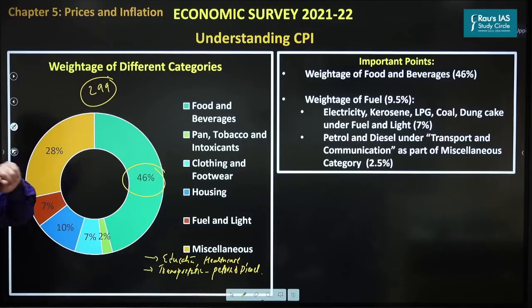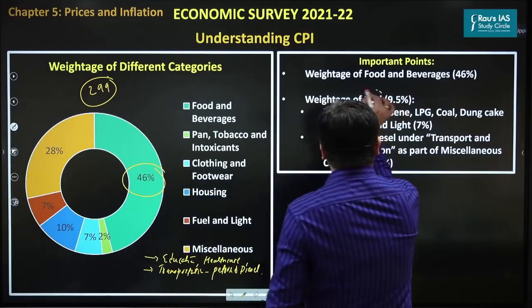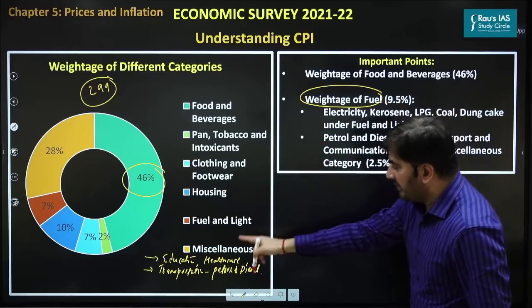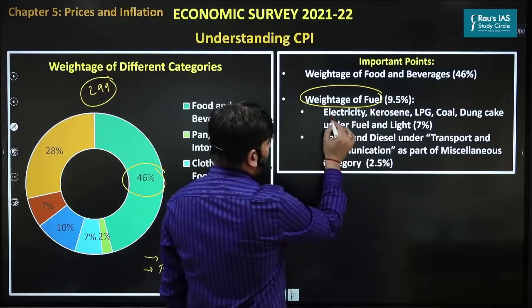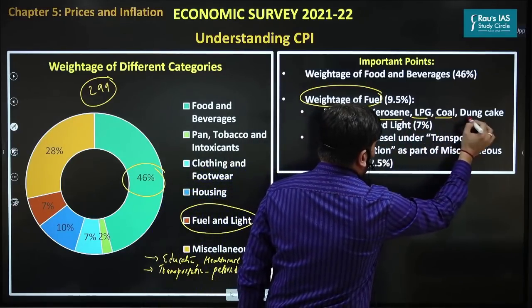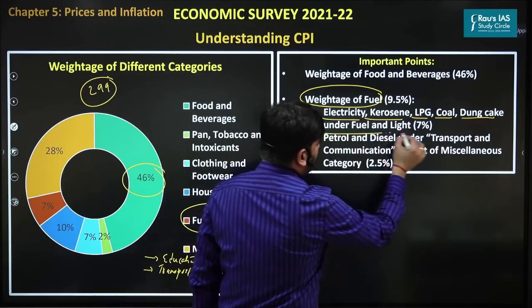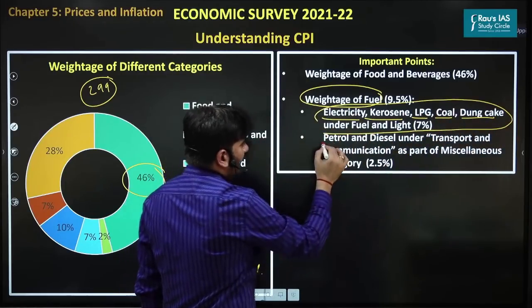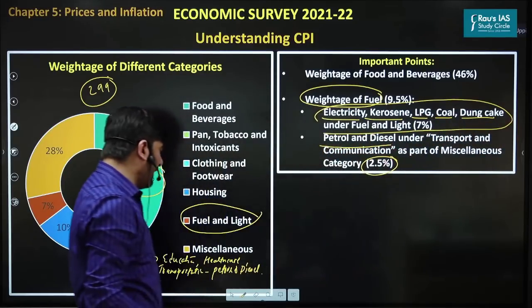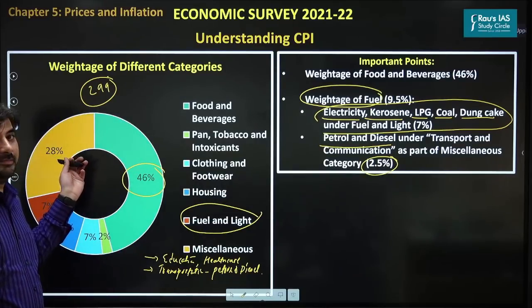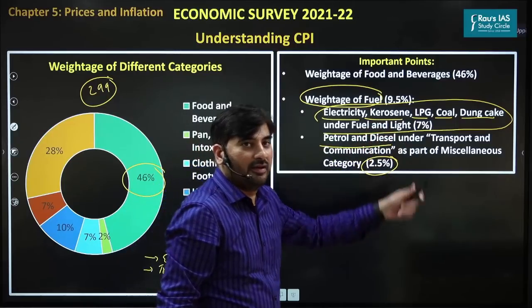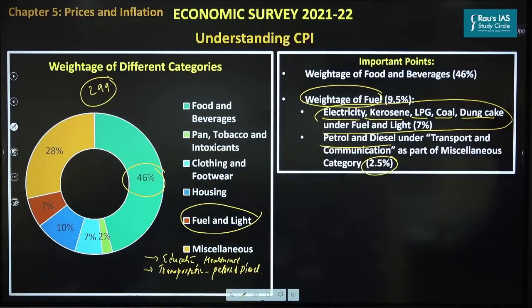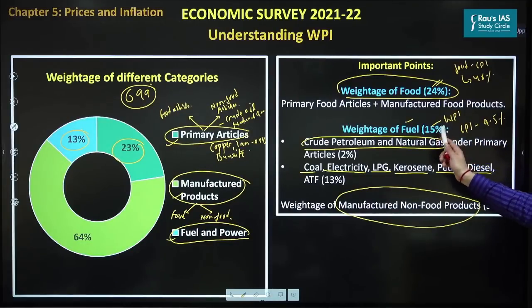If you look at the weightage of fuel in CPI, fuel and light includes electricity, kerosene, LPG, coal, cow dung cake. These components are included under fuel and light. Whereas petrol and diesel are included under the miscellaneous category. So how much is the total weightage there? 7% plus 2.5%, 9.5%. But how much is the weightage under WPI? As I said, the weightage under WPI is almost 15%. Are you getting this point? Yes? Okay.